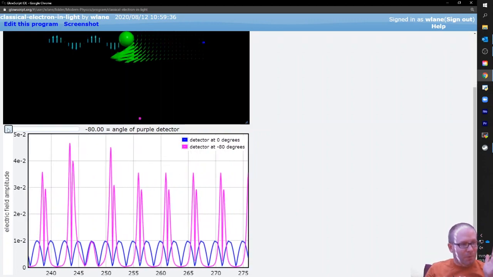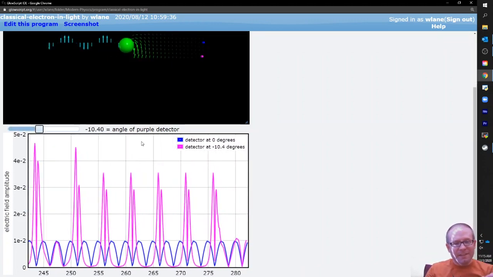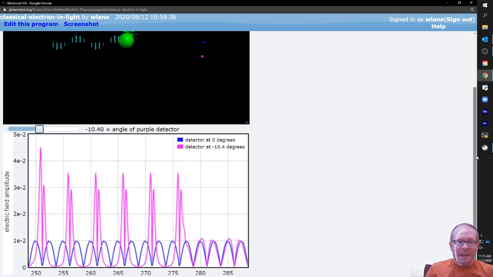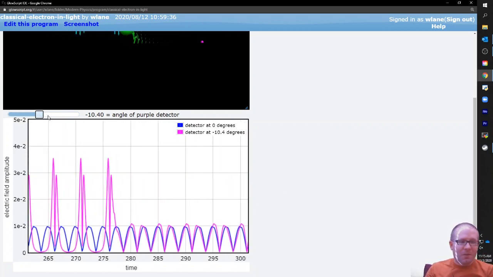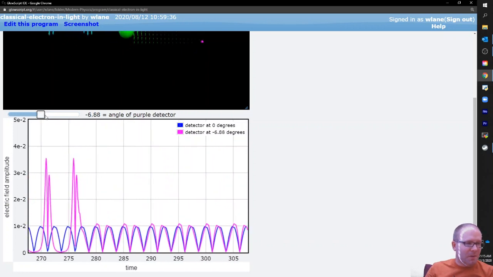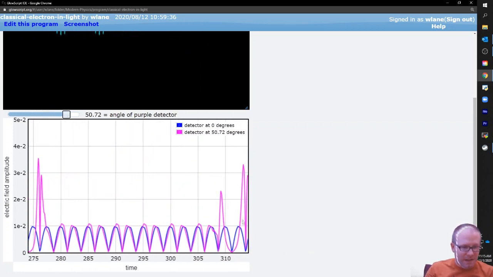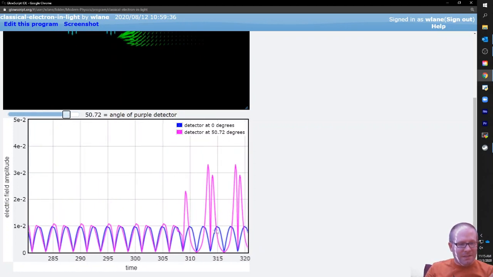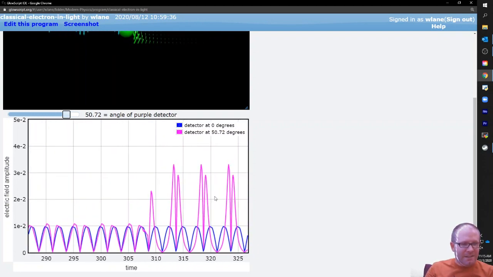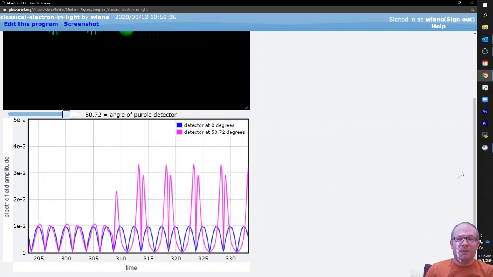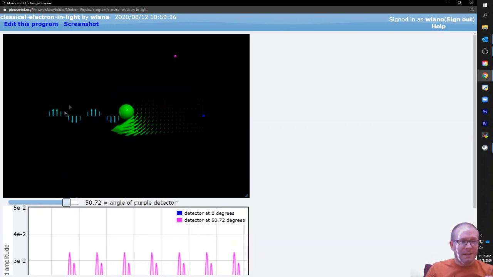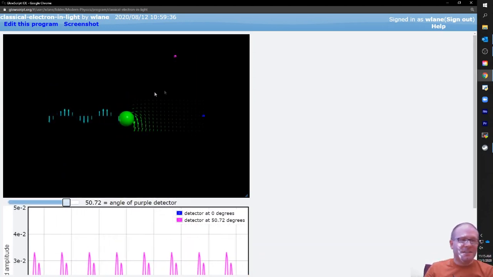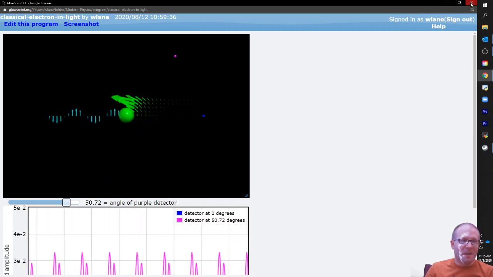But the thing that's really important to notice is that it's always the same frequency. The blue is obviously going to be the same because it's not moving, but no matter where I move the purple detector to, I always get the same frequency. These peaks are always pretty much on top of each other. So classically, we expect whatever the oscillation frequency is coming in, that's the oscillation frequency that should come out.